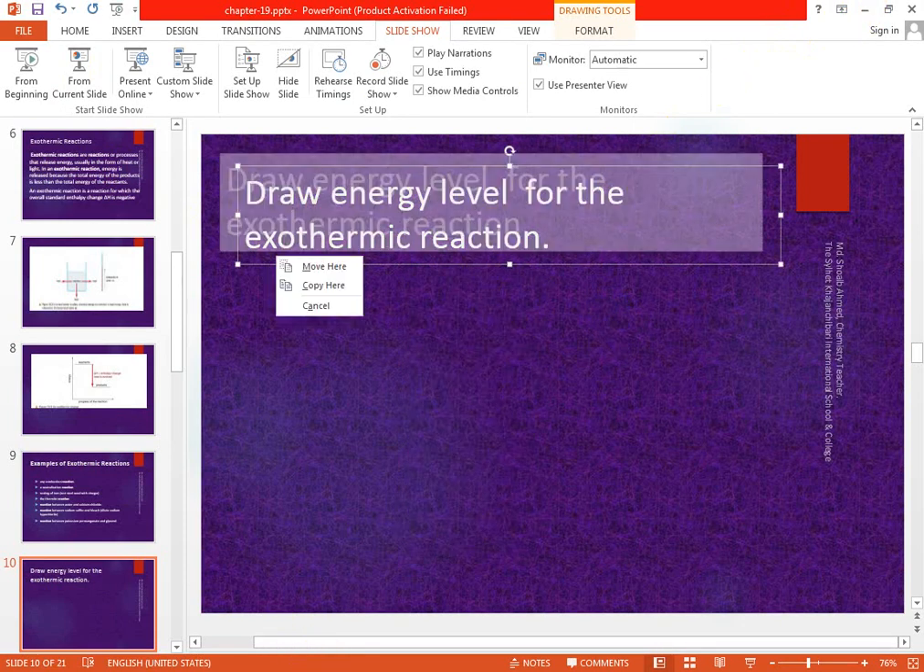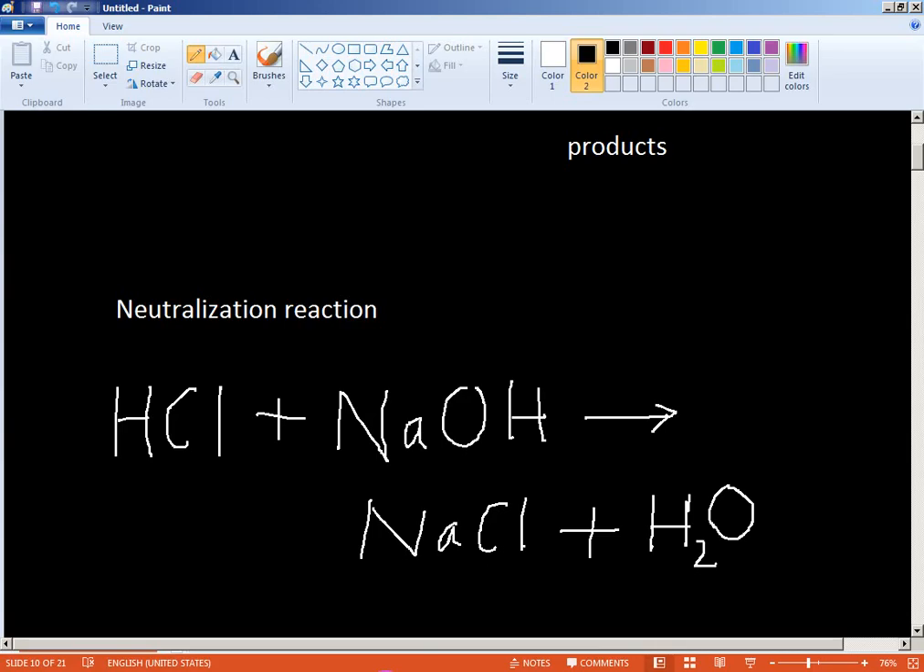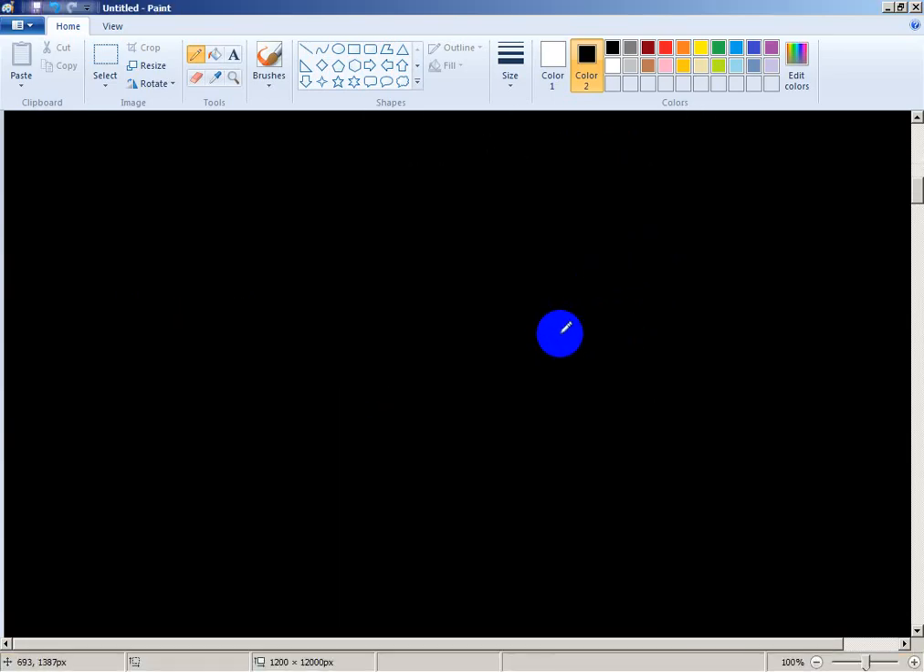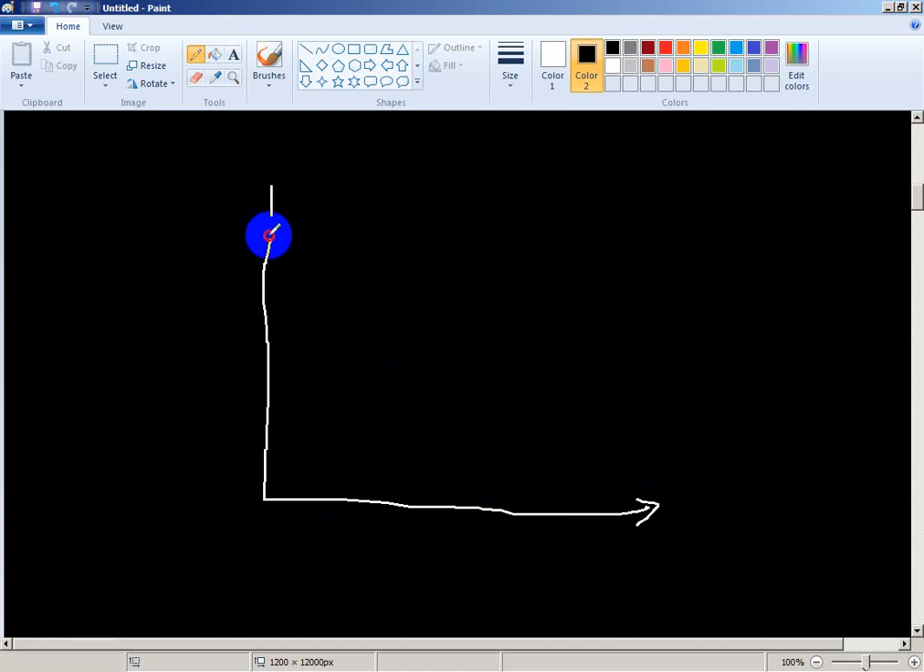Okay, draw the energy level diagram for an exothermic reaction. How do we draw this energy level diagram? At first you draw the x-axis and y-axis. This is drawing the energy level diagram of an exothermic reaction. Here is the y-axis and the x-axis.